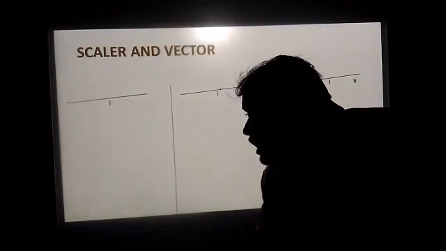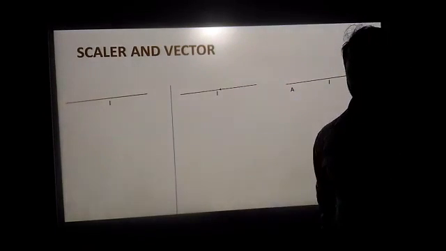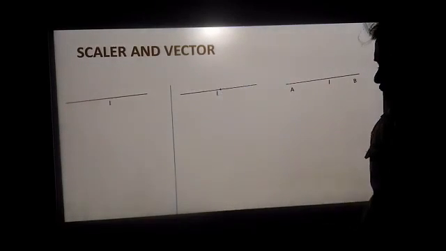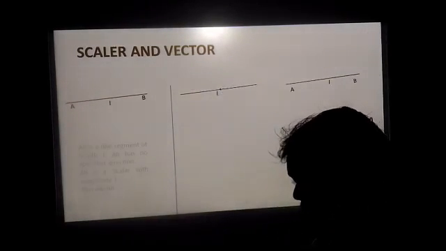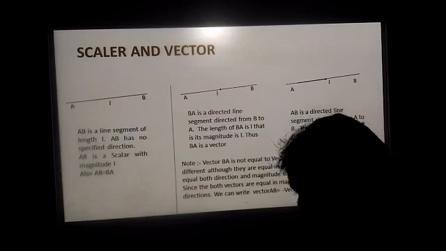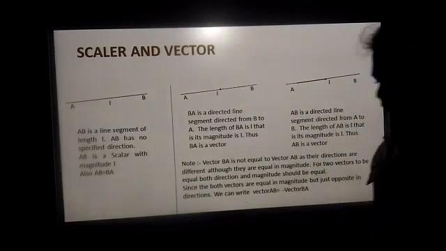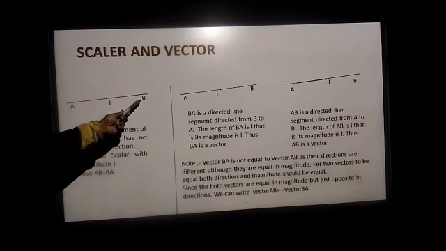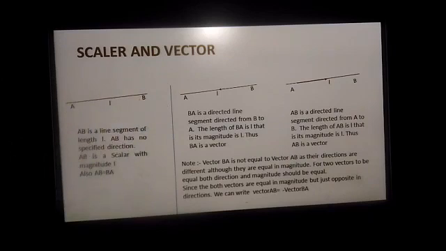Next I am going to talk about some scalar and vector quantities. These are the three examples whose lengths are L, L and L. The points are denoted by A and B. Just look over it. Okay. Here AB is a line segment of length L. AB has no specified direction. That means it can be extended up to this side or up to the other side. AB is a scalar because it has no specified direction.